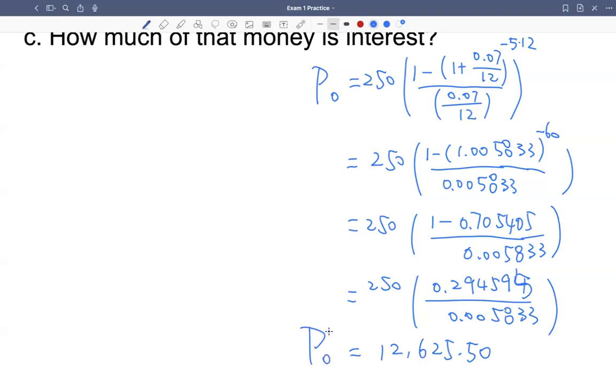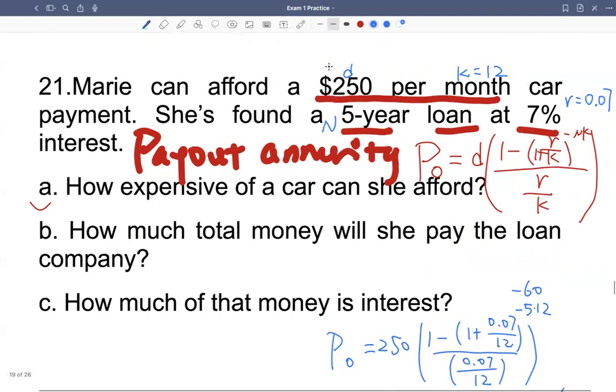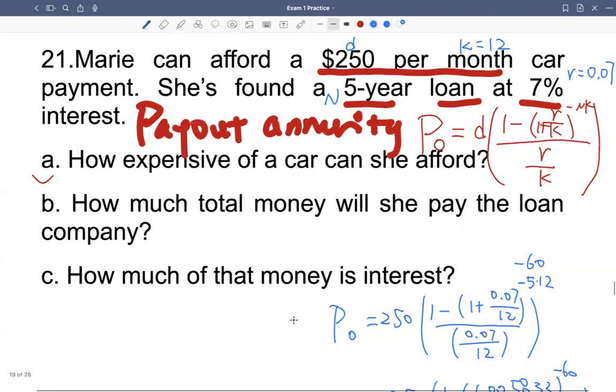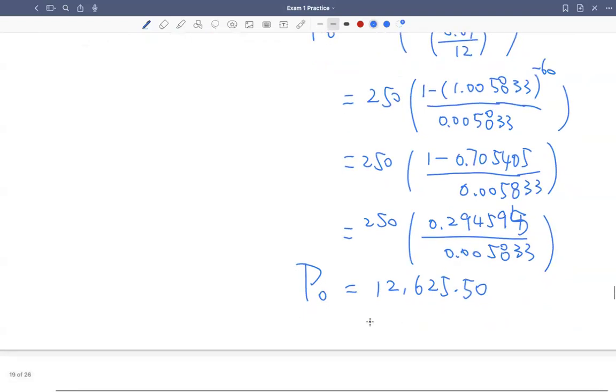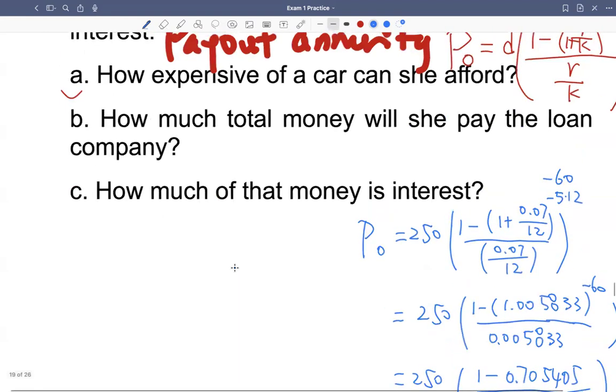So this is how expensive a car she can afford if she can deposit $250 per month for the car payment for 5 years with the interest rate of 7%. So she can afford a car worth $12,625.50. Now let's see the second question.